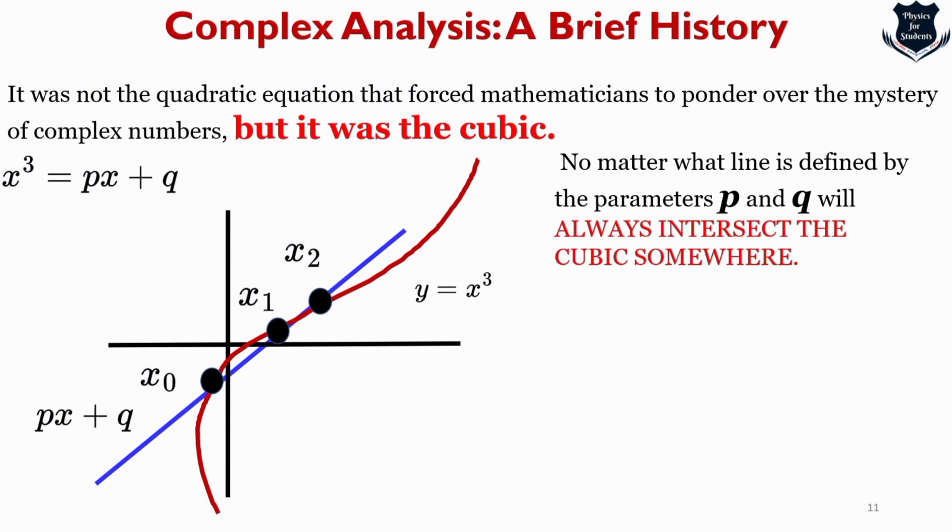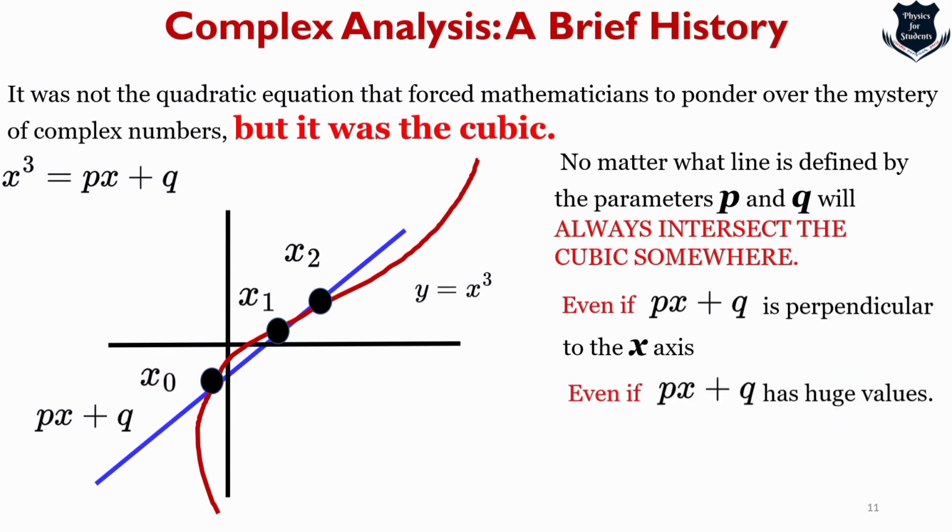Now I cannot make further graphs over here because it would look too cumbersome, but you should remember one thing: no matter what line is defined by the parameters p and q, you can change the values of p and q, it will always intersect the cubic somewhere. This is important. Even if the line px plus q is perpendicular to the x-axis and far from the origin, it will also intersect. Even if px plus q is far from the origin and p and q have huge values, still they will.